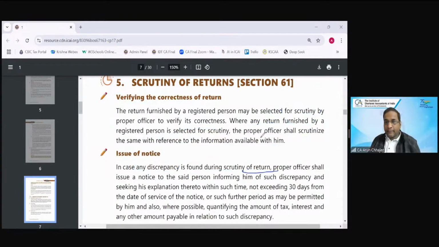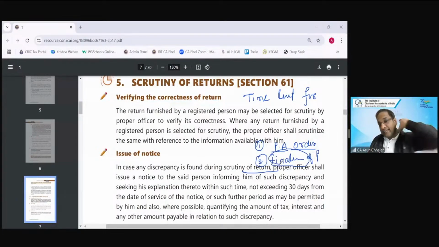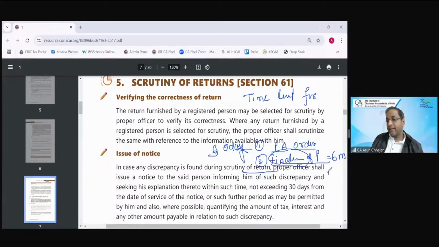Okay, before moving further, please tell me the time limit for the provisional assessment order and the time limit for finalization of the provisional assessment. The answer is 90 days for the order. And finalization of the provisional assessment is 6 months, which can be extended by 6 more months, for a total of 1 year.